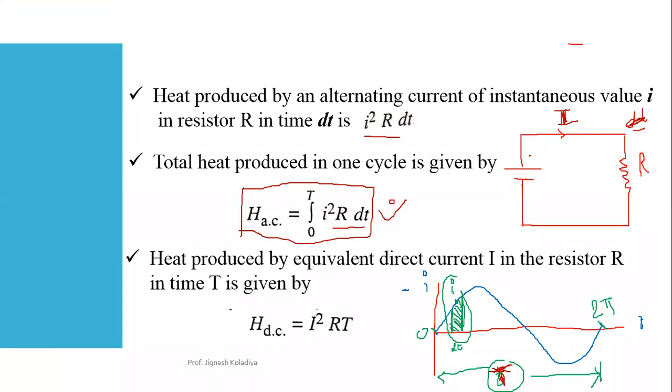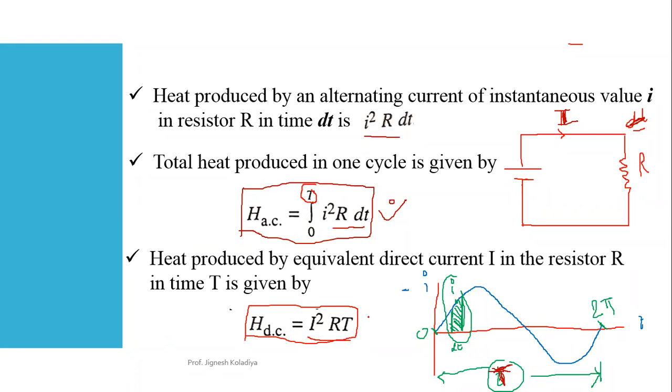Yes, I am going to apply the DC voltage, and due to this DC current is flowing through the R. For how much time? The time will be the same, that is capital T, because here also I integrate for the time period of T. So I have to pass this DC current for the same time. So due to this, heat developed is I square RT. This I square RT is the heat developed due to DC supply.